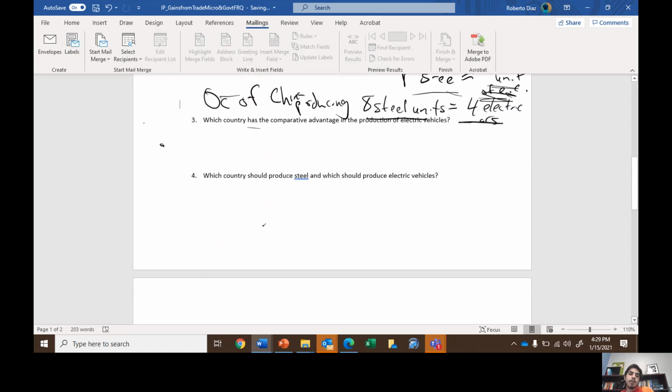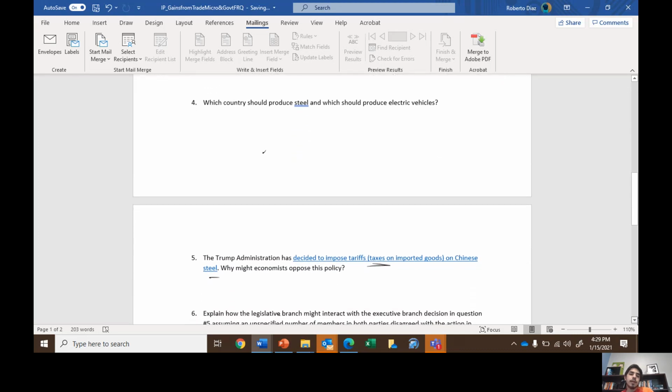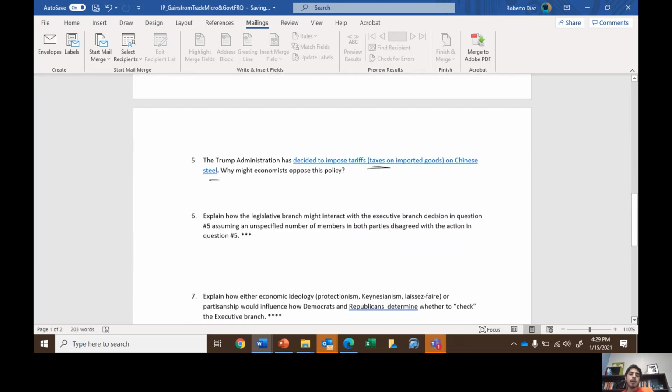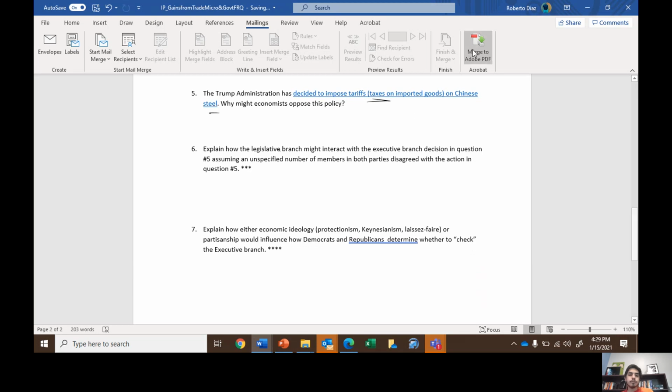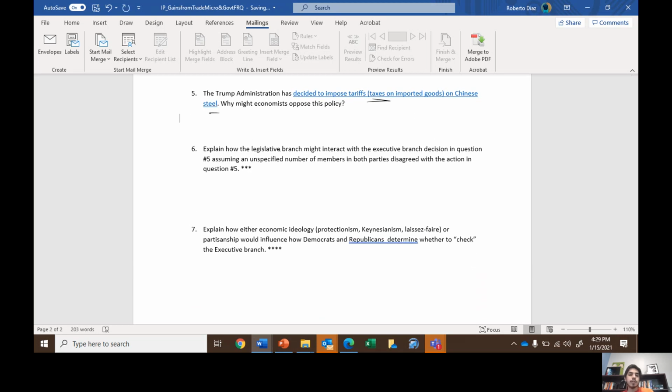All right, so I already answered those econ questions. I showed you the different approaches. Okay, so now we're going to go into the government questions. The Trump administration has decided to impose tariffs, taxes on imported goods, on Chinese steel. Why might economists oppose this policy? So you can think of it many different ways.